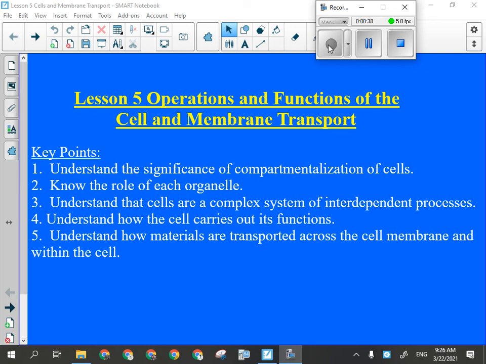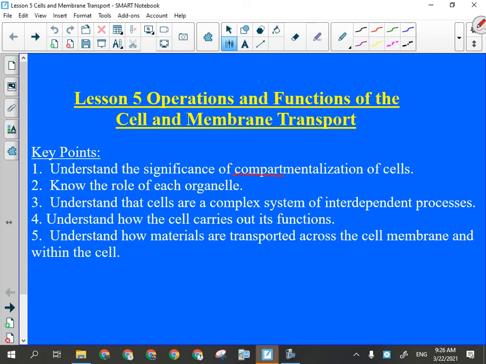Okay, so key points for today. We need to look at and understand the significance of compartmentalization in cells. This is an important word. Compartmentalization means that in a eukaryotic cell, like we have, because we're eukaryotic organisms, there are separate compartments or organelles within the cell, each one doing a specific job. Compartmentalization is a big deal because most of those jobs don't go well together.